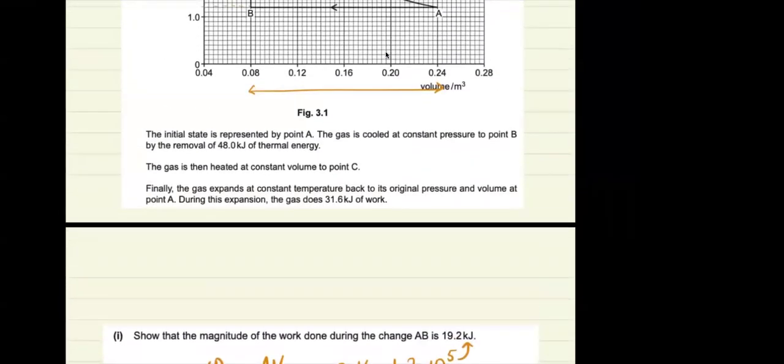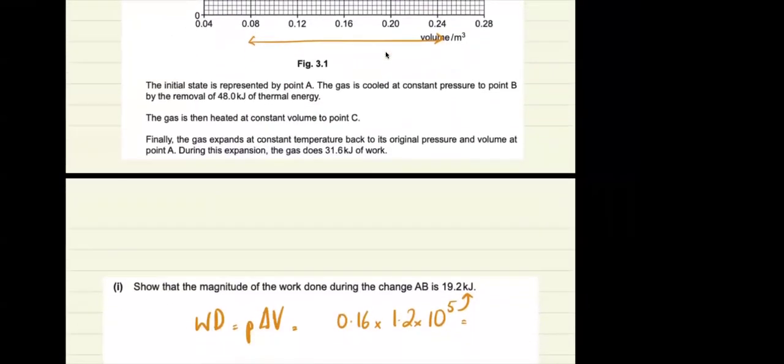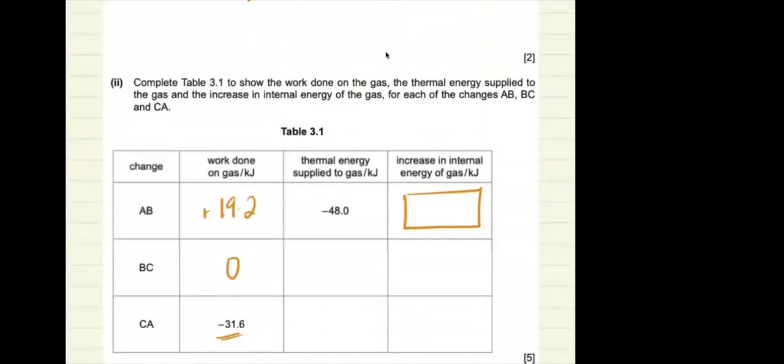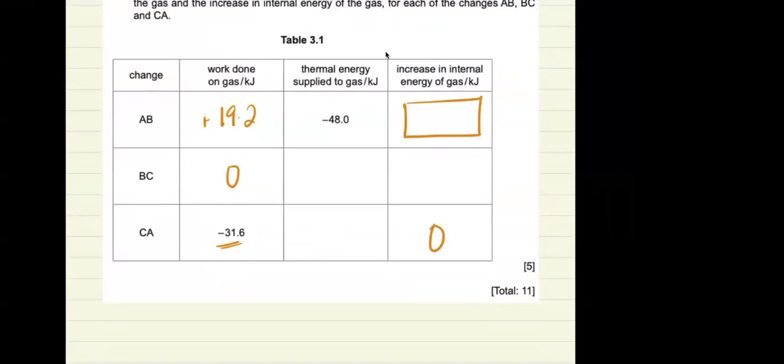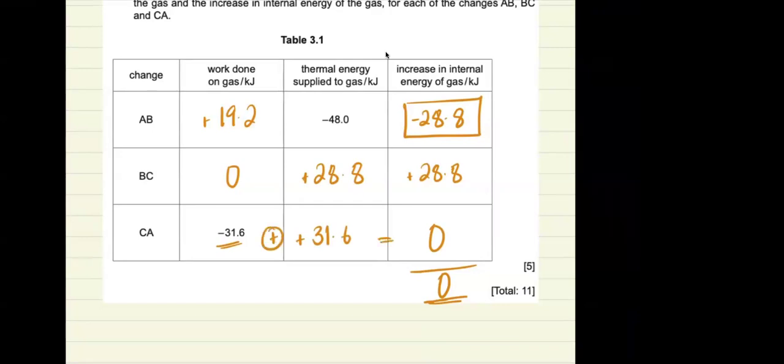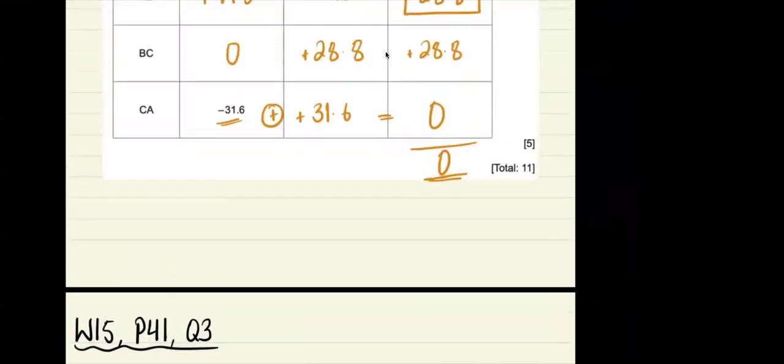So if we look at this then, lastly, the gas expands at constant temperature, right? So if there's no change in temperature, this thing is zero. And I also know that because this is a cycle, this entire thing would also be zero, all of the changes in internal energy, because it has no overall change in temperature. So negative 28.8, this must be positive 28.8 so that this total is zero. And then if I look here, this must be 28.8. And if this is negative 31.6, this must be positive 31.6 so that this plus this equals zero. All right, so that's the answer to this one.